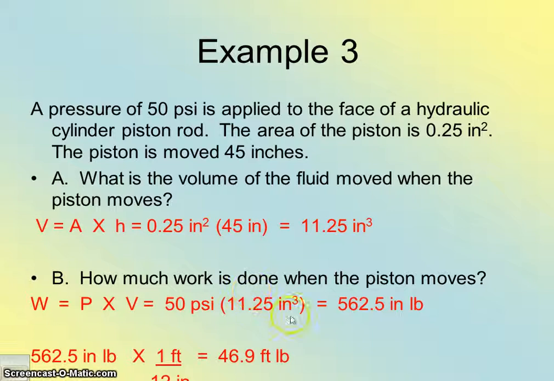Now, how much work is done when the piston moves? Well, it's going to be pressure, which they told us, 50 psi, multiplied by the volume you found, and you get 562.5 inch-pounds. Now, let's just say that you don't want inch-pounds. You need to have it in foot-pounds. You're going to do a conversion. You're going to take that 562.5 inch-pounds, and the conversion you're going to use is 1 foot over 12 inches. The inches are going to cancel out. You're going to take 562.5 divided by 12, and you're going to be left with 46.9. The unit you're left with is foot-pounds.